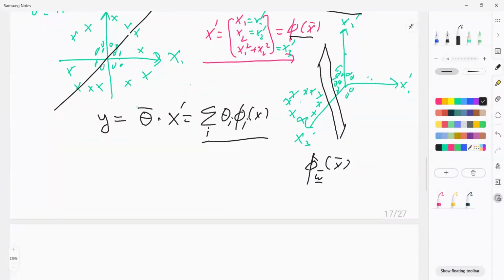Okay, so any question on the linear maps in classical machine learning?